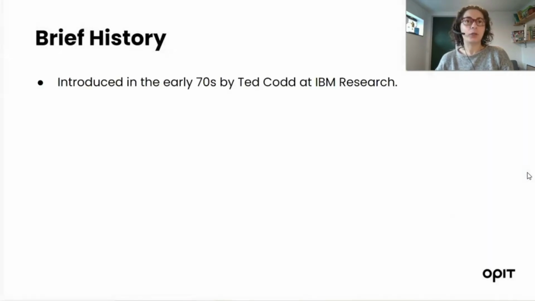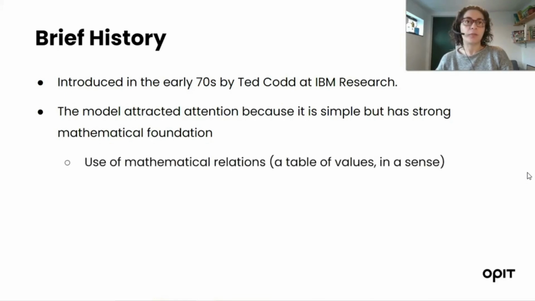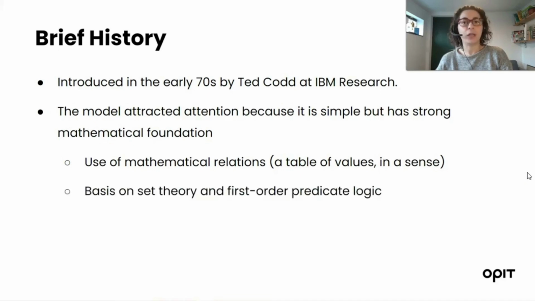The relational model was introduced in the early 70s by Ted Codd of IBM Research. As it is a very simple model and it has strong mathematical foundation, it instantly attracted attention. The model uses mathematical relations that are, simply put, tables of values, and it has its basis on set theory and first-order predicate logic. These topics are quite advanced and therefore we won't address them in this course, but it suffices to know that the model has a very strong mathematical foundation.